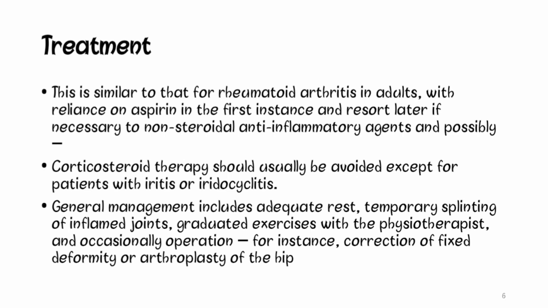Now, let's discuss the treatment of JRA. The goal of the treatment is to control inflammation, relieve pain, prevent joint damage, and improve the child's quality of life. The treatment plan is the same as that for rheumatoid arthritis in adults. In the first instance, we rely on aspirin, but if the treatment fails, we resort to NSAIDs. Corticosteroid therapy is not used due to the side effects, except for complications like iritis or iridocyclitis. The general management plan includes adequate rest, immobilization of the affected joint, physical therapy which includes graduated exercise, and surgical options when a fixed deformity is to be corrected or when arthroplasty of the hip is needed.